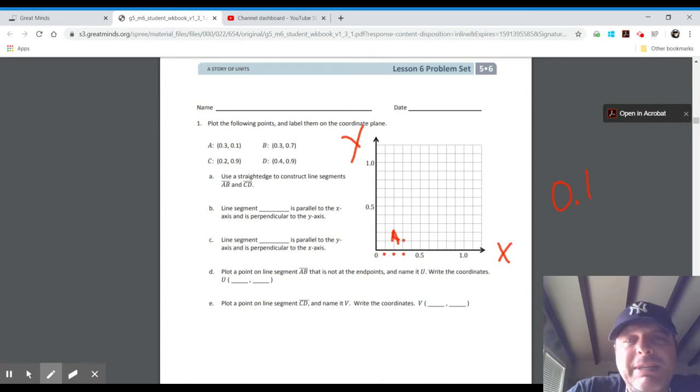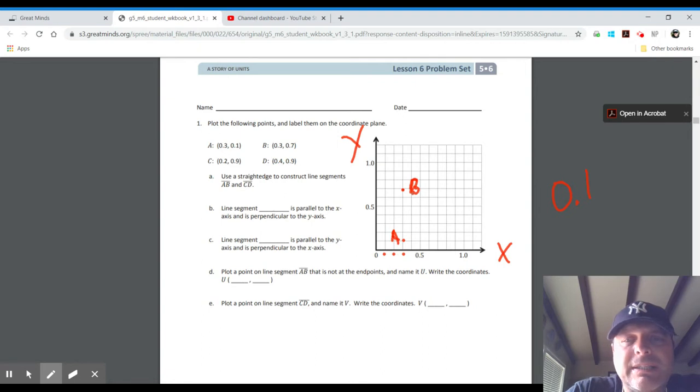All right, letter B says 0.3 and 0.7. So let's go. We're at the same x coordinate. The first one's the same, so let's go up 7. There's 5, 6, 7. So right here, and there you go. That's letter B.